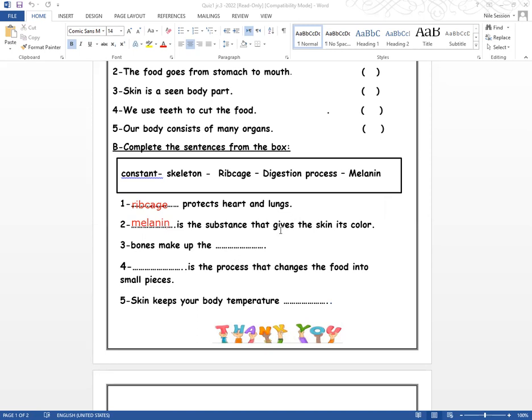After that, bones make up the, yes, super, skeleton.